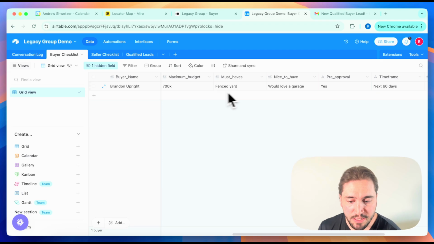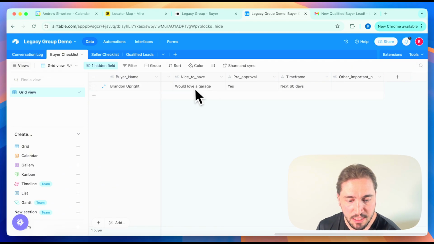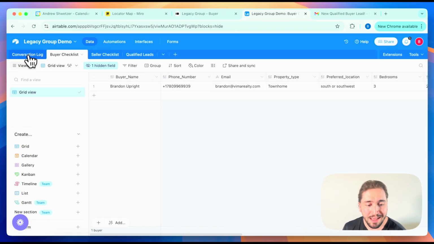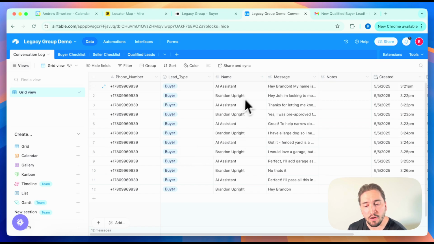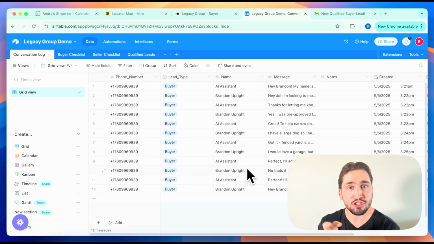So it put in all this information here. You can see fenced yard, would love a garage, pre-approval is yes, time frame is the next 60 days. And then we're also tracking the entire conversation that we're having with that person. So this is how the AI is training and getting better all the time. This is what makes an AI agent different than just a chatbot, is it's learning from its conversations all the time. It has a history or a memory of the entire conversation so that it improves constantly, it gets better, and it can also go back and find information.